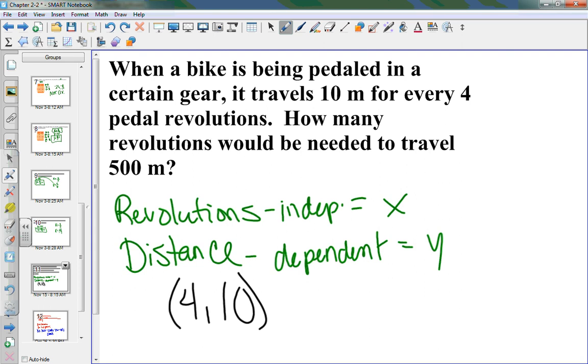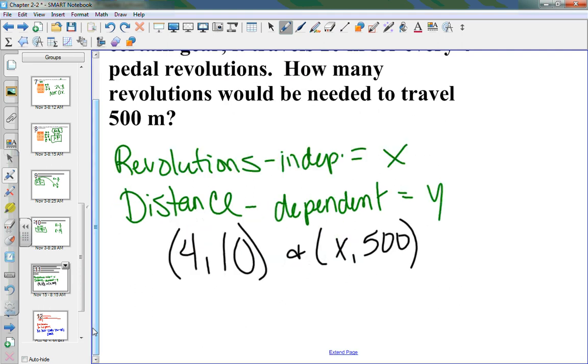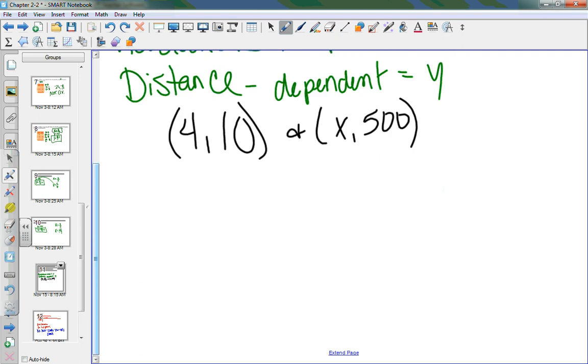Read the next sentence. How many revolutions would be needed to travel 500 meters? x and 500. Do we see this? This is exactly like the first 3 problems we did in here. Wow. So how did we do that again? y1 over x1 is equal to y2 over x2. Remember that? So I have 10 over 4.